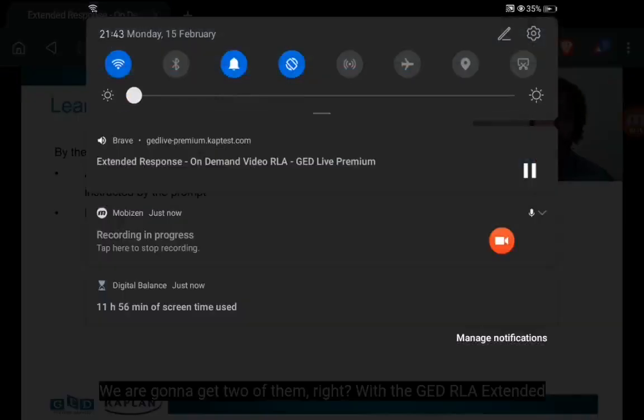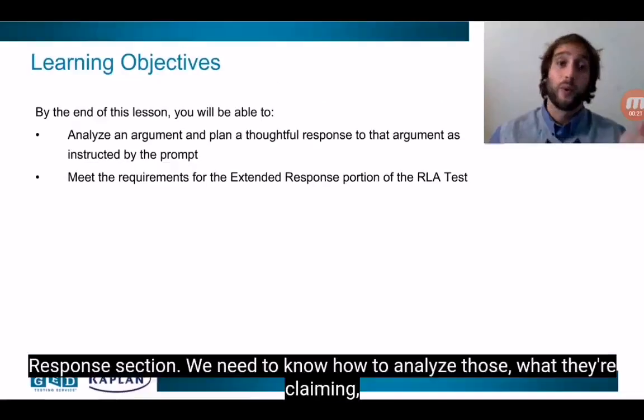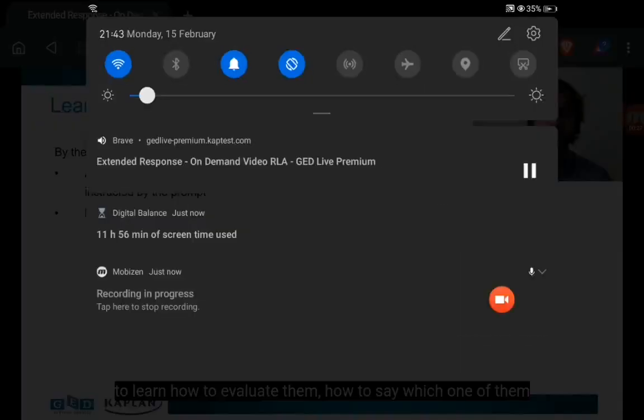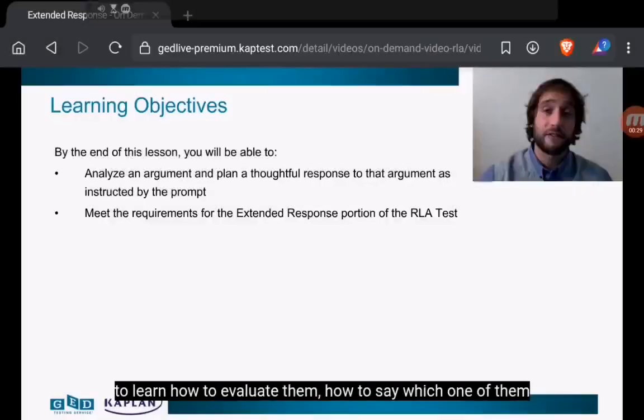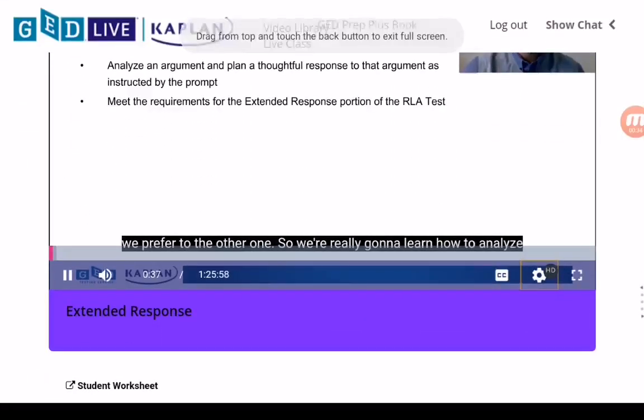We're going to get two of them, right, with the GED RLA Extended Response section. We need to know how to analyze those, what they're claiming, what the evidence is that they're providing to support. And we also need to learn how to evaluate them, how to say which one of them we prefer to the other one. So we're really going to learn how to analyze an argument.